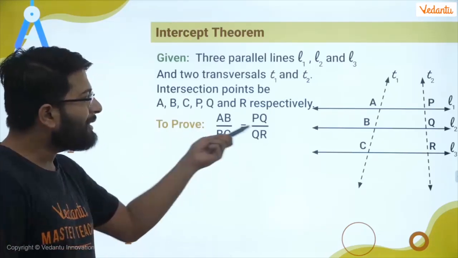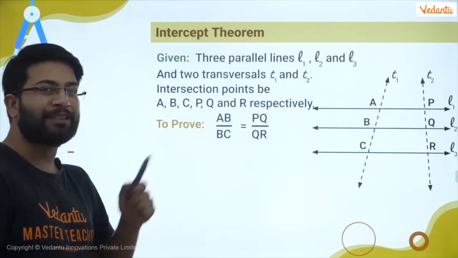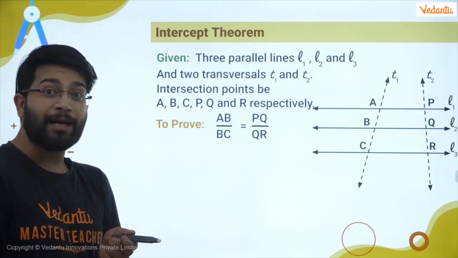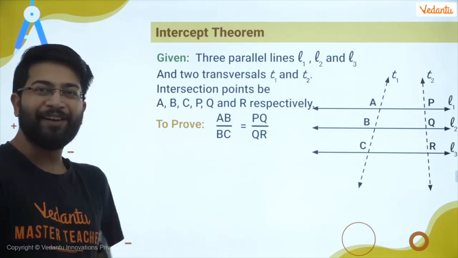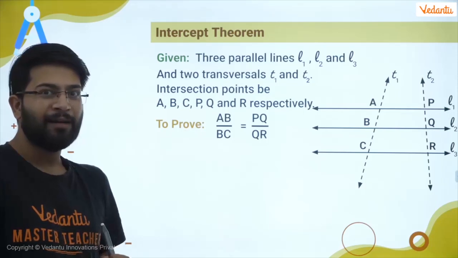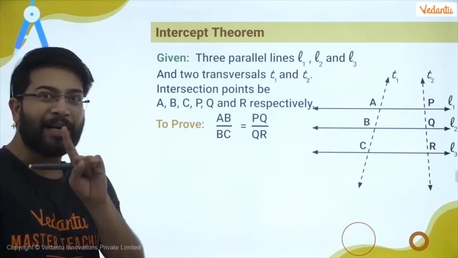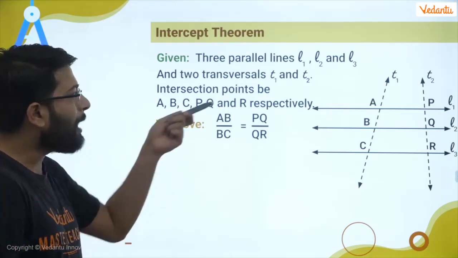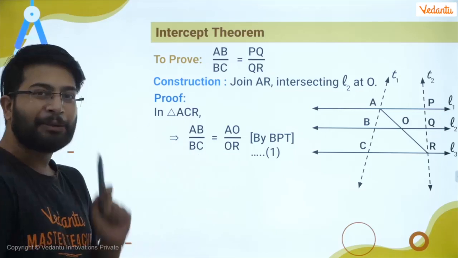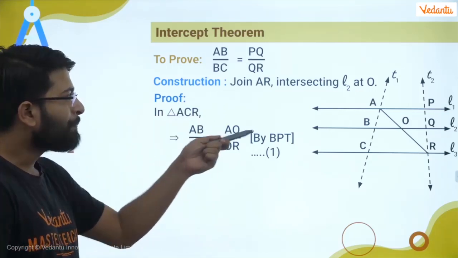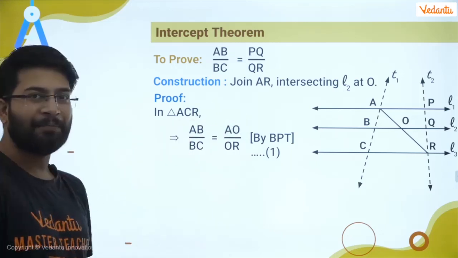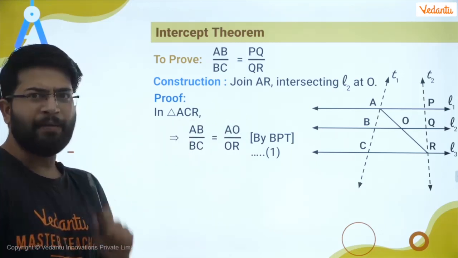Let's say we have these three parallel lines and two transversal lines. If three lines are parallel, that means we can use the BPT. In order to use BPT, we need a triangle. So now, champ, in order to get a triangle, let's join the points A and R so that we get two triangles. Now in the triangle ACR, BO is parallel to CR. Yes, so we can apply BPT over here.